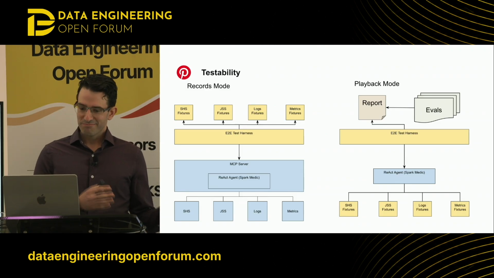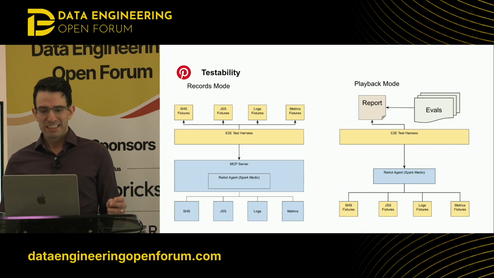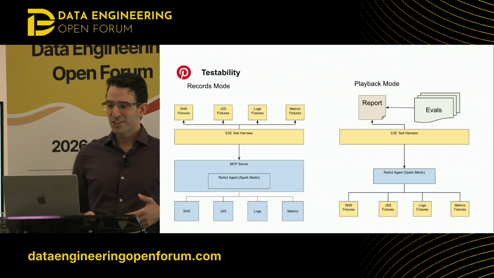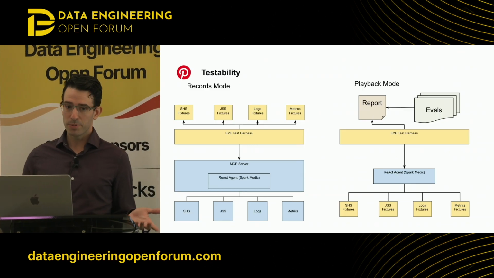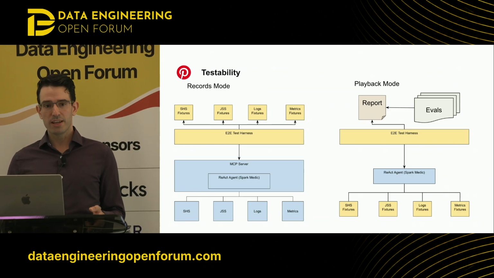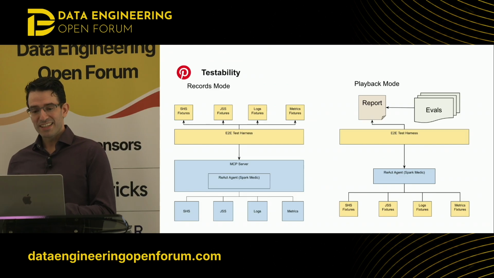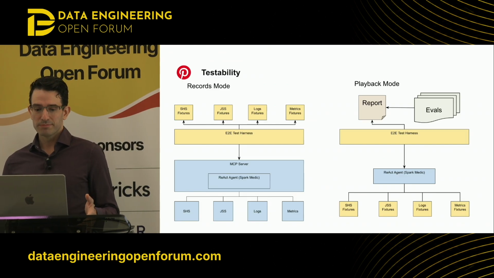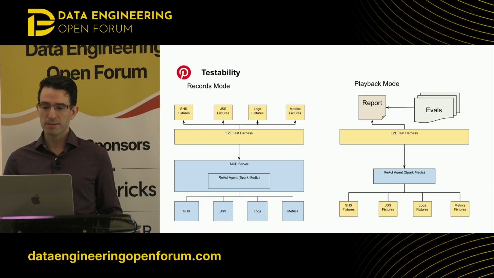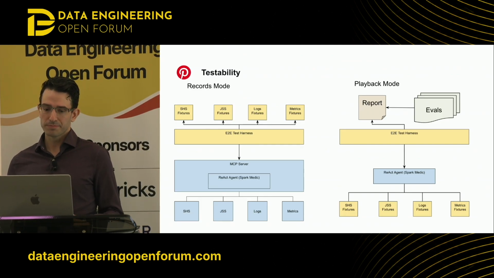On the left side in record mode, the agent calls real downstream systems and tool responses are captured as fixtures. These are then saved to the file system and checked in as code. In playback mode, the agent runs against the fixtures instead of the production data, but this time it performs the analysis and generates that report we want. The test suite then grades the report based on the offline evals that we have authored.